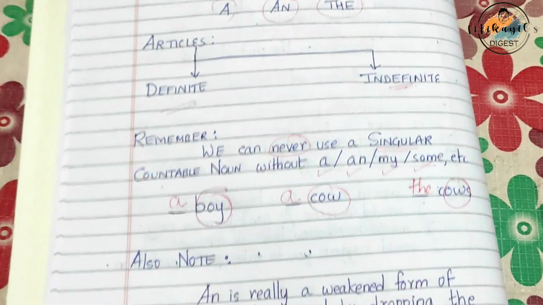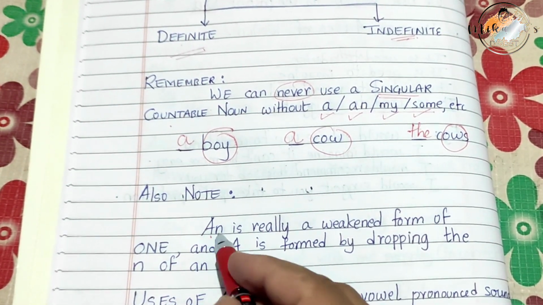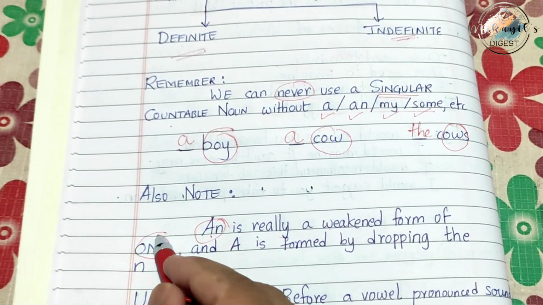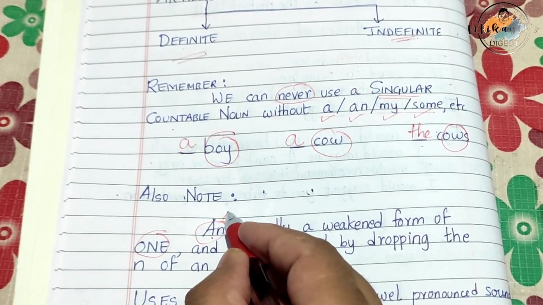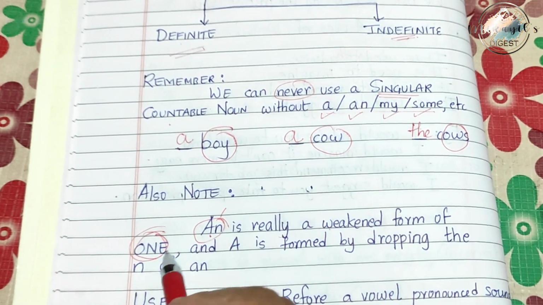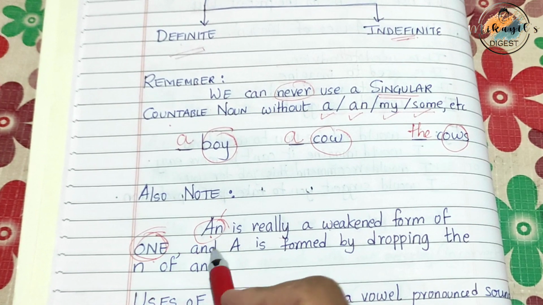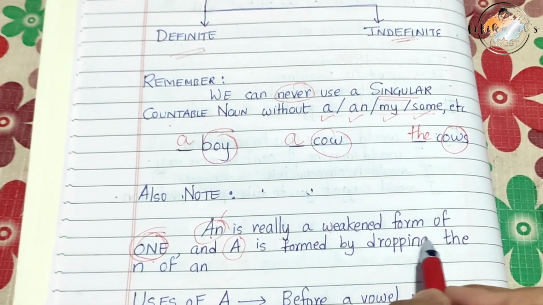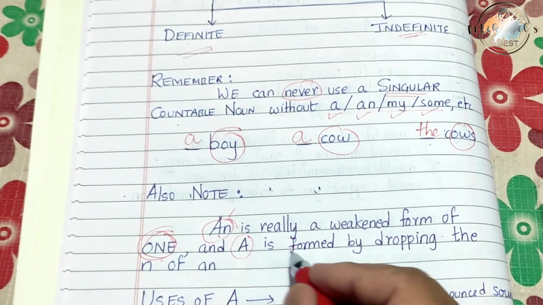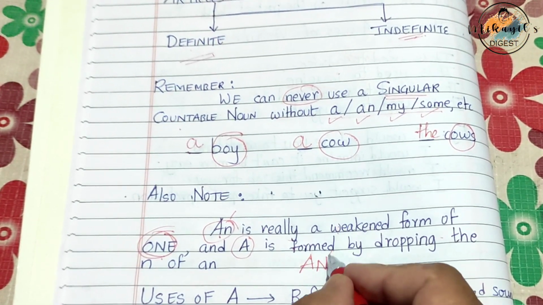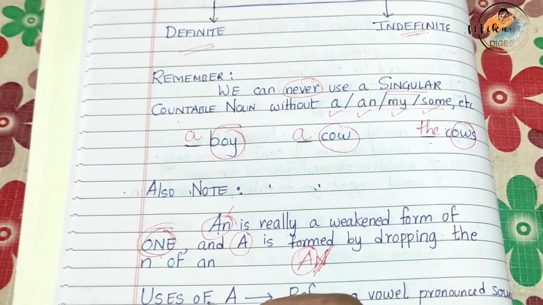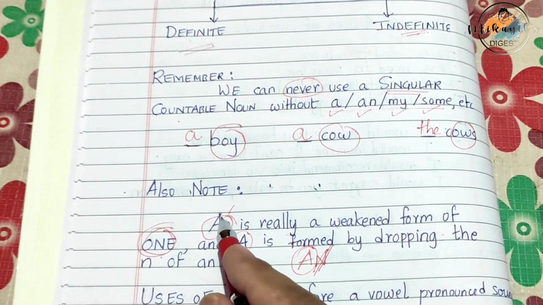Also note that an is really a weakened form of one. So when we talk about an, we usually figure it out as one. An means one, but it is a weakened form of one, and a is formed by dropping the n of an. For example, how do we get a? If there is an an, and we drop the n from there, we get a. This is a small fact about an and a.